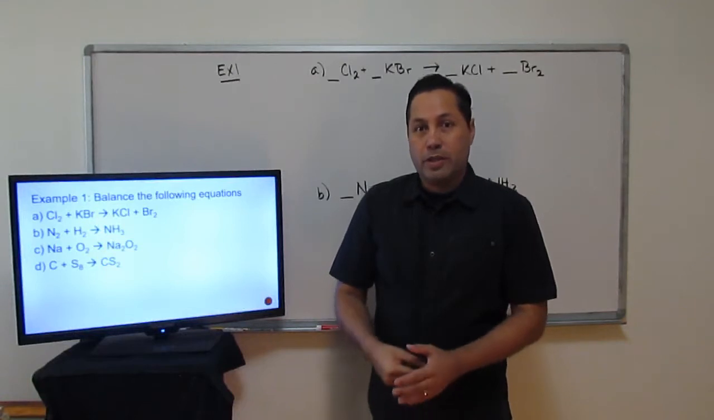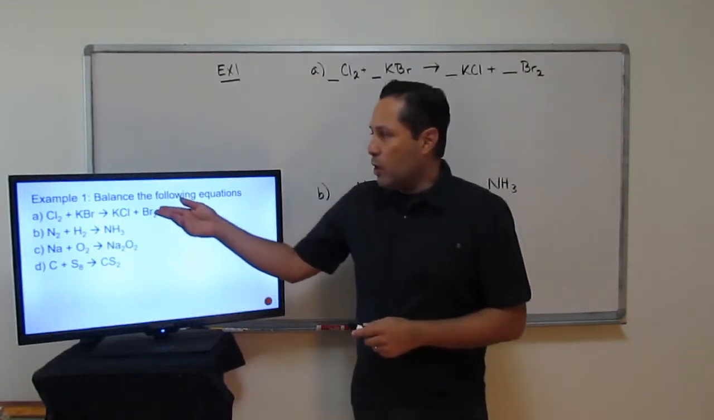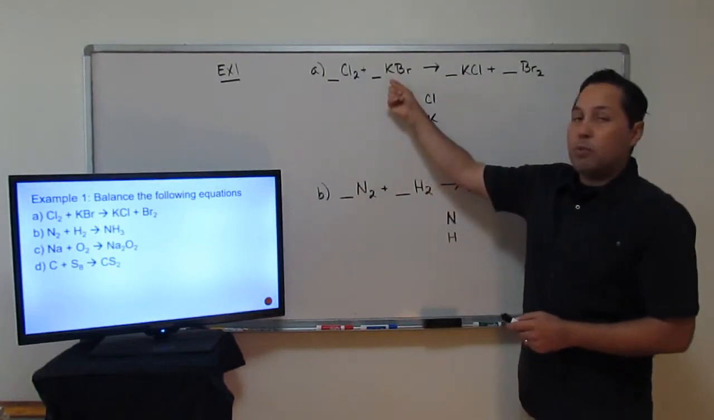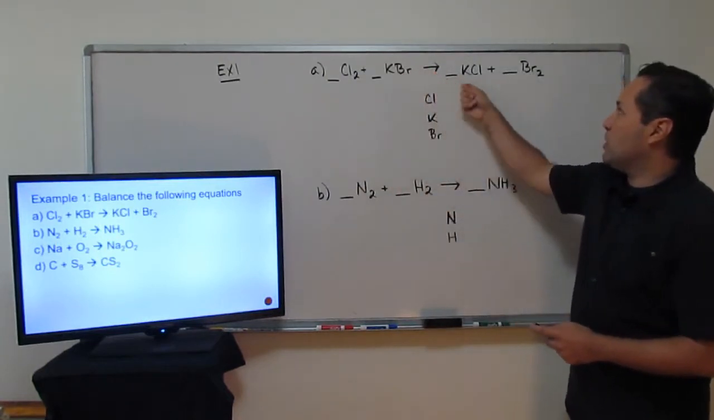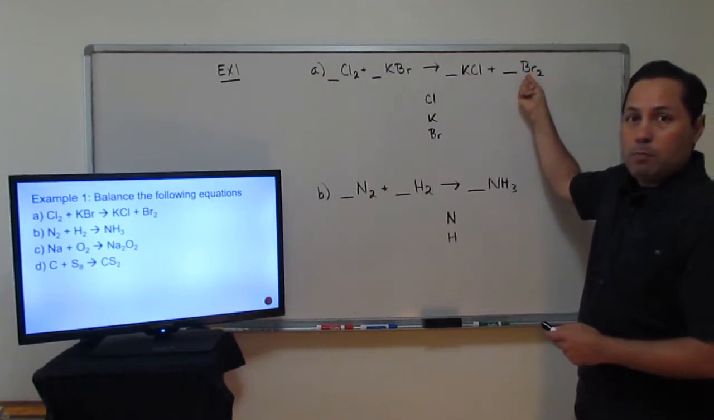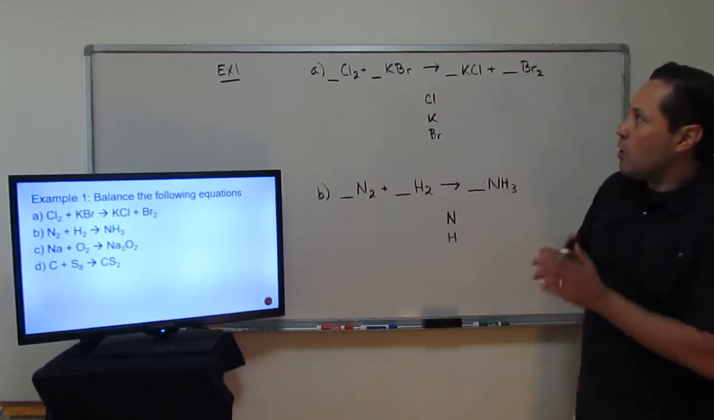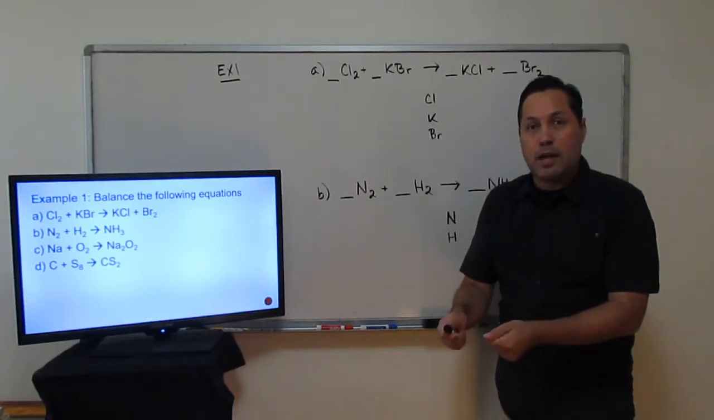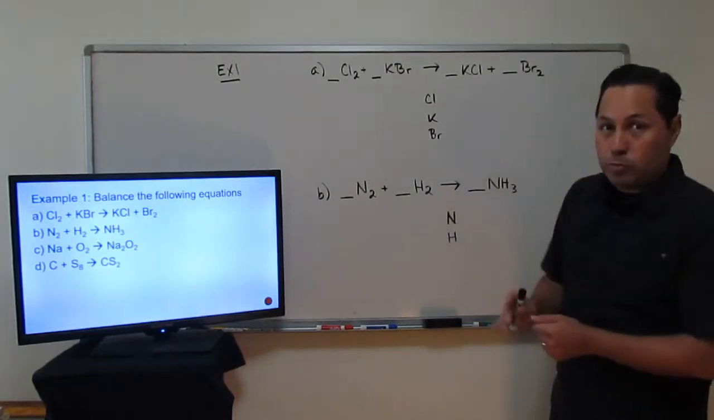So let's go ahead and start with example number 1. In example 1 you have A, B, C, D. Here's letter A. We have chlorine reacting with potassium bromide, and that will yield potassium chloride plus Br, which is bromine. So we're going to start by counting how many atoms we have on the left side, the reactant side, and how many atoms we have on the right side, which is the product side.